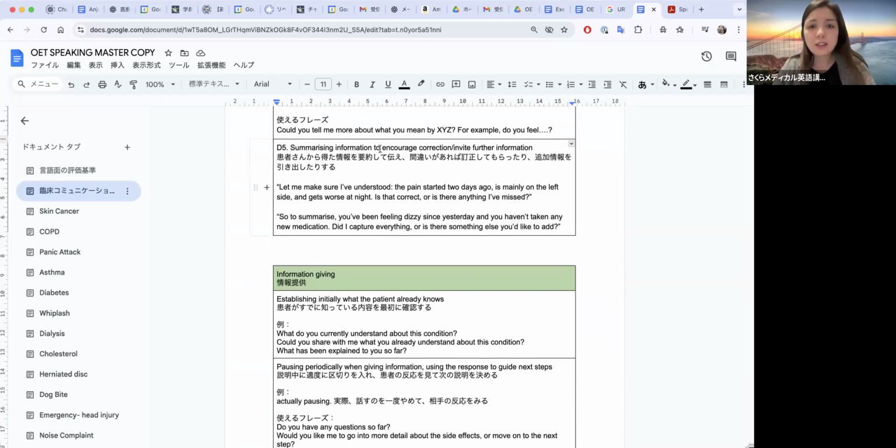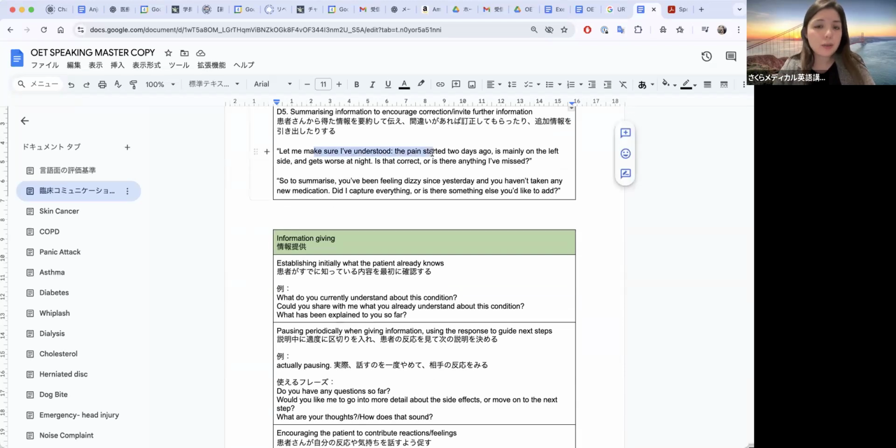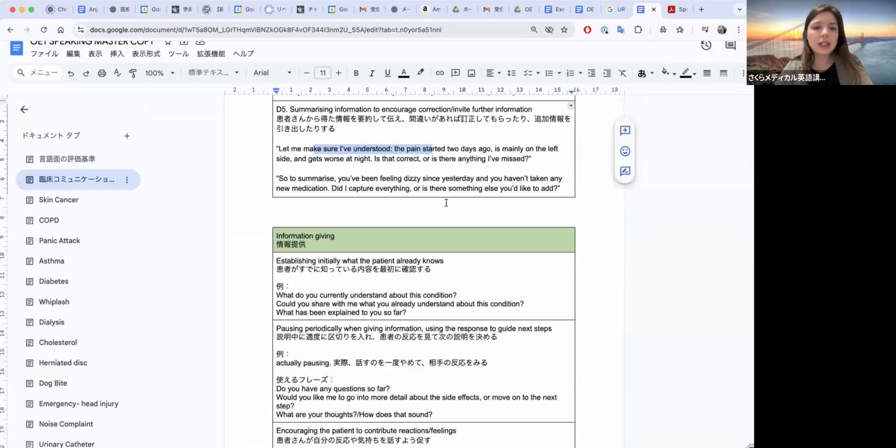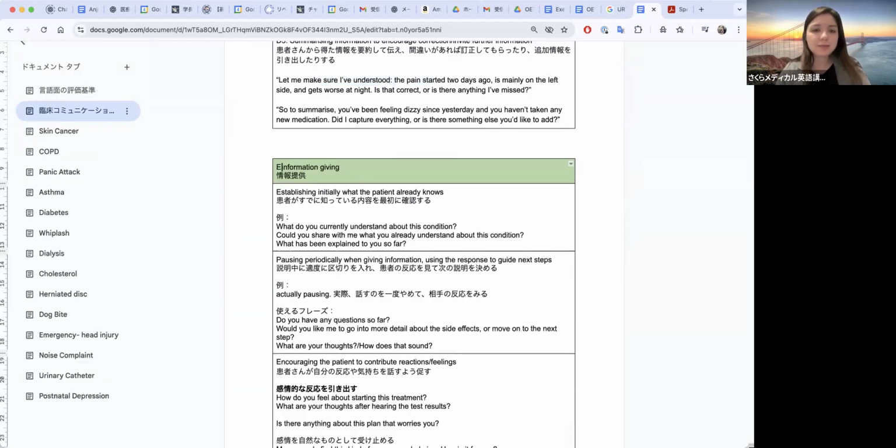Okay, so summarizing information to encourage correction, invite further information. Let me make sure I've understood. The pain started 2 days ago. It is mainly on the left side and it gets worse at night. Is that correct? Or is there anything that I've missed? That sort of thing.